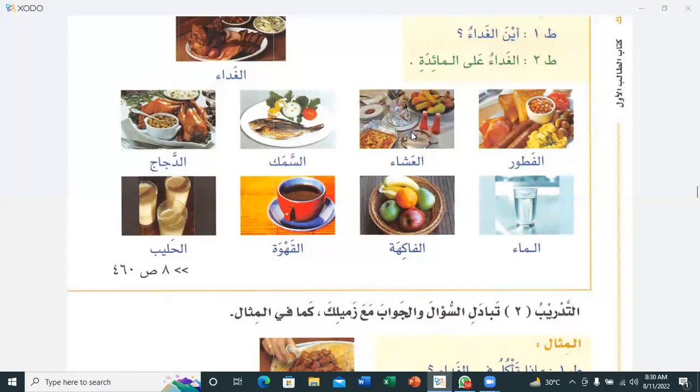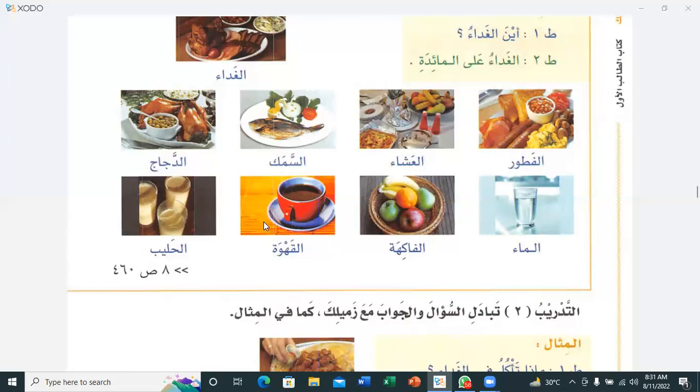Good, mashallah. The next word is al-kahwatu, that means coffee. So the question is, do you drink coffee? This question is for Karima. Hal tashrabina al-kahwata. Singular. Yes. So the answer is yes.